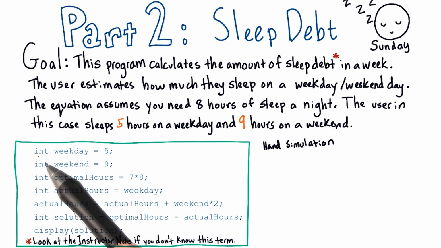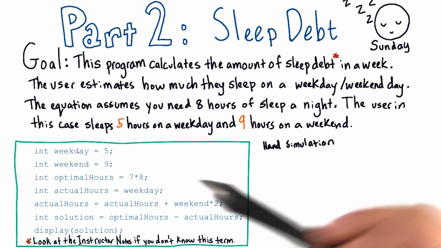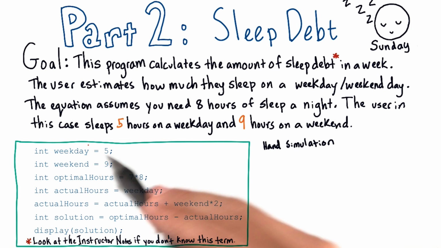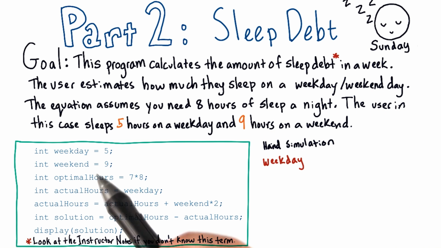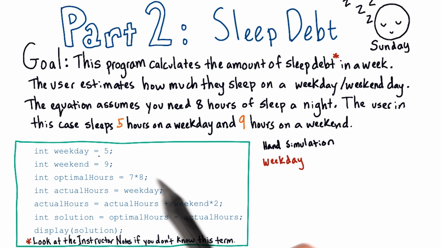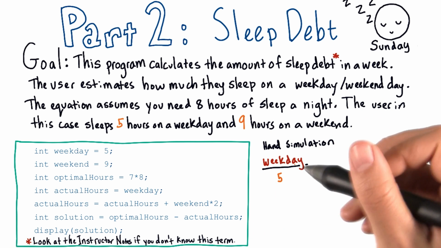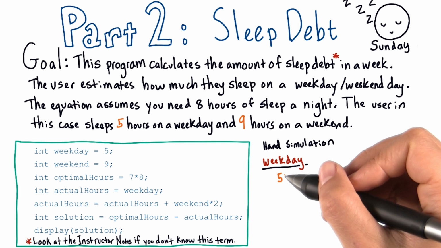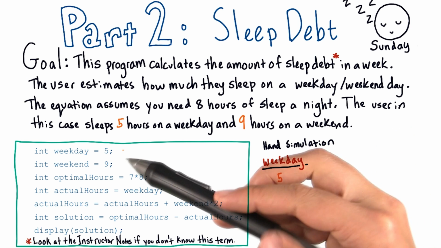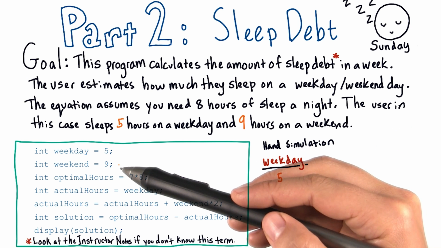In the first line here, I see a declaration of a variable, so I'm going to go ahead and write the variable name, which is weekday. It's also initialized to a value, which is 5. So under weekday, I'm going to put the value 5. This is representing that the variable weekday currently stores 5. Okay, so that was the first line. I'm going to move to the next line.